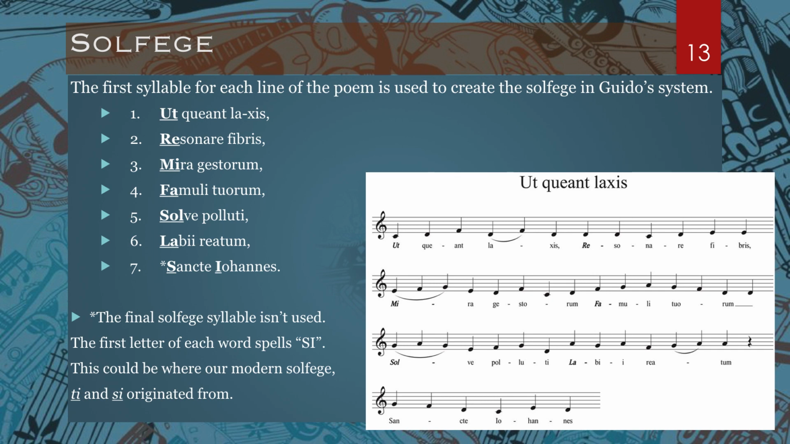So if you look at the last two words, Sancte Johannes, originally that Johannes was spelled with an I because they didn't have the letter J yet. It hadn't been created. So they used the letter I, and it sounded like Johannes. So that SI could very well be where si comes from. A lot of historians seem to believe that to be the case.